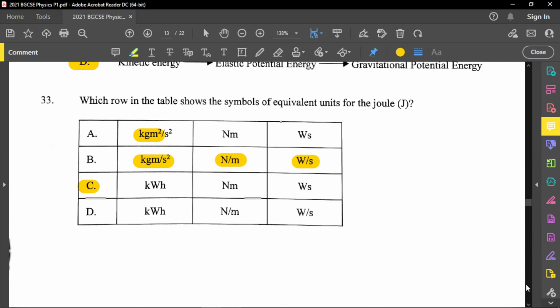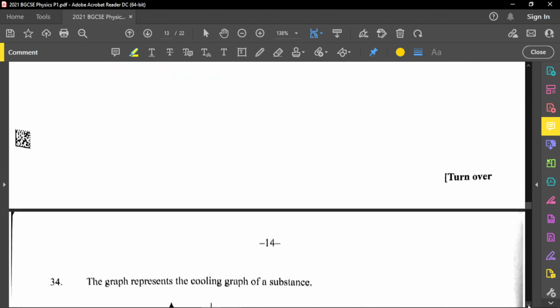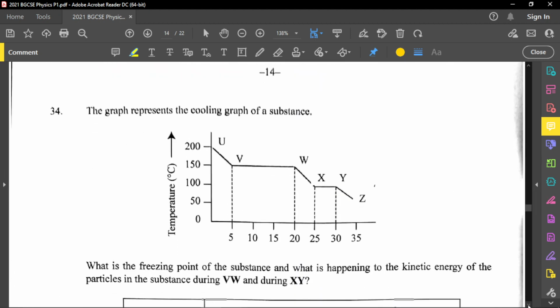All right, let's go to the next question, question number 34. The graph represents the cooling graph of a substance. And it said, what is the freezing point of the substance, and what is happening to the kinetic energy of the particles in the substance during VW and during XY?